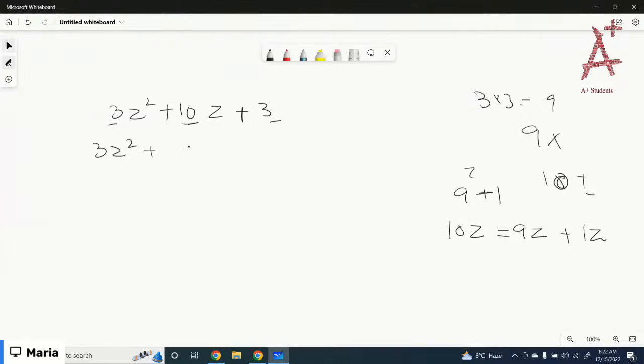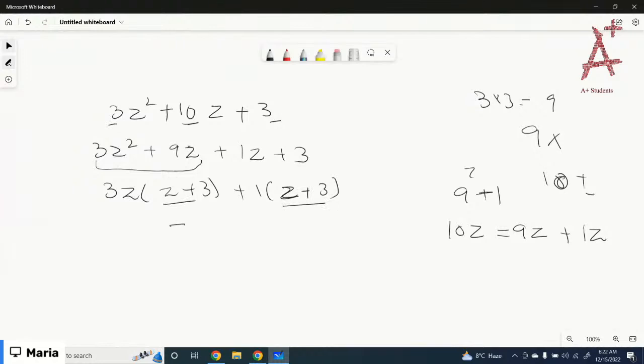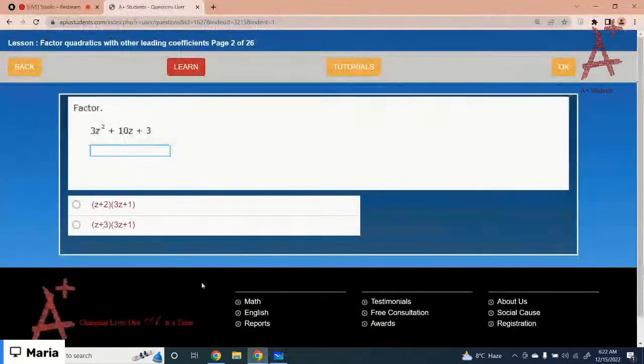3z square plus 9z plus 1z plus 3. Got it? So here 3z is common and you are left with z plus 3. Here 1 is common and you are left with z plus 3. So z plus 3 is a common factor and you are left with 3z plus 1. So the factors are z plus 3 and 3z plus 1.